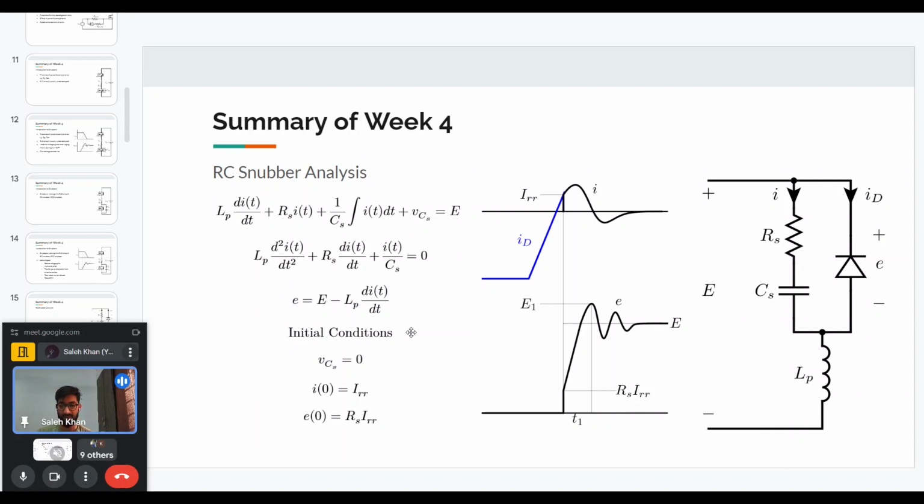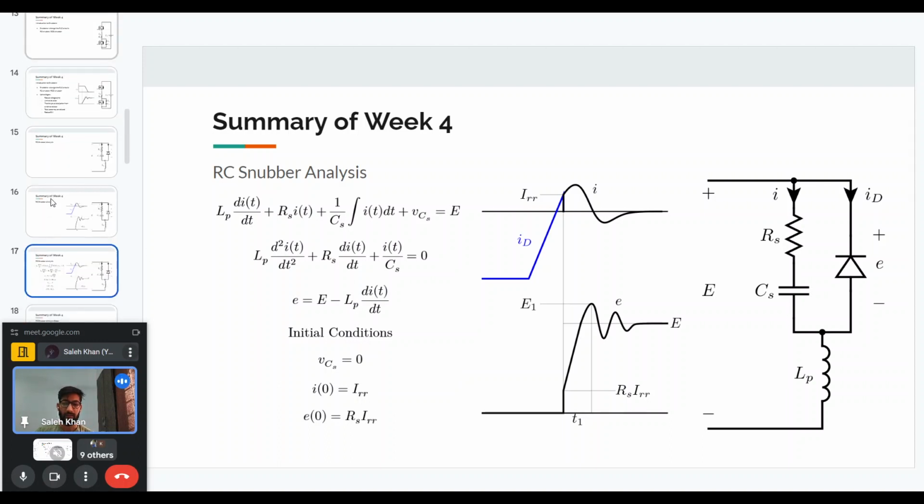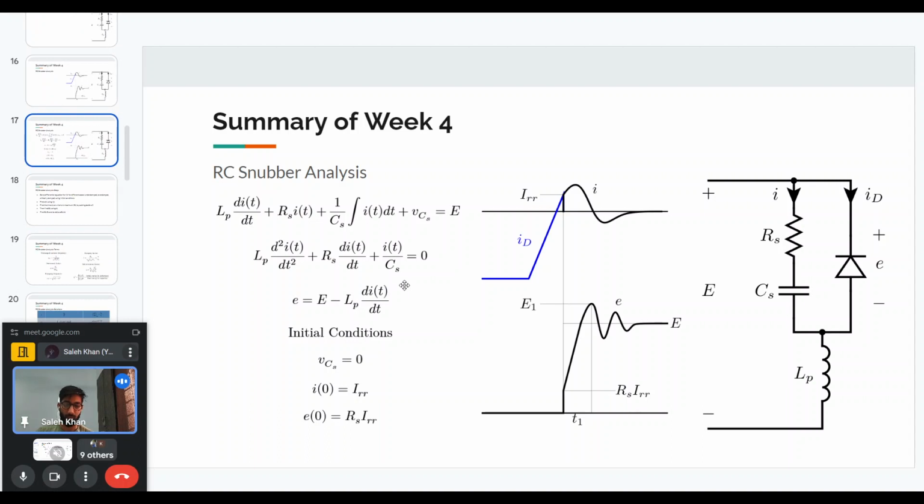The initial conditions we have are that the capacitor is discharged. So we are ignoring the voltage drop during the on time of the diode, and so we are assuming that the capacitor is discharged. We are assuming that when the snubber starts conducting, the initial current is IRR, and the initial voltage across the device in that case will be RS times IRR. So basically this current or this voltage. Based on these differential equations and the initial conditions, we can solve this circuit.